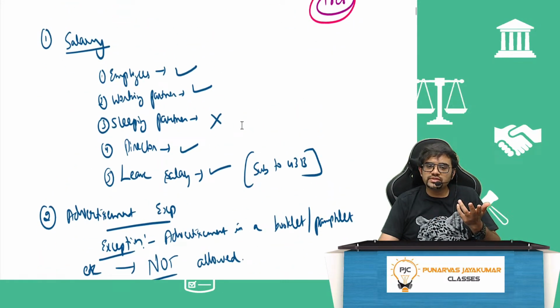Then some of the examples: salary paid to employees, allowed. Salary paid to working partner. If you see there is no separate section for salary, it will come under which section? 37, general section. Salary paid to working partner will be allowed. Salary paid to sleeping partner is not allowed. Lawmaker clearly says only to working partner. Salary paid to director allowed. Any other salary, everything allowed, subject to 43B.